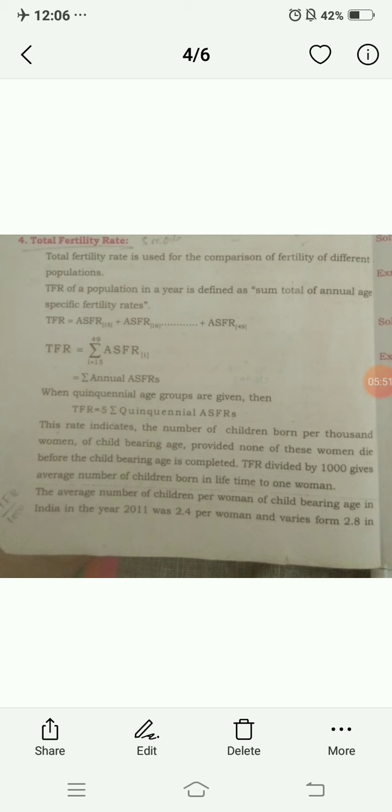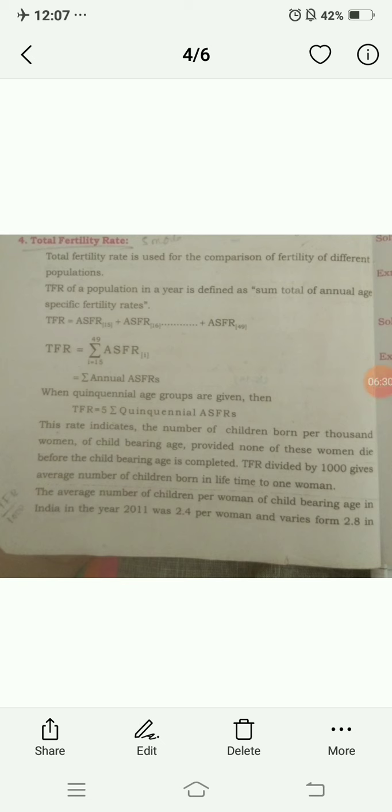So it is very simple. The formula is TFR equals the summation of i from 15 to 49 of the age specific fertility rate. Here the total fertility rate equals the summation of the ASFR over the age groups between 15 to 49. And what is the ASFR? The number of live births of the female population divided by the total number of females of the specific age group into 1000.